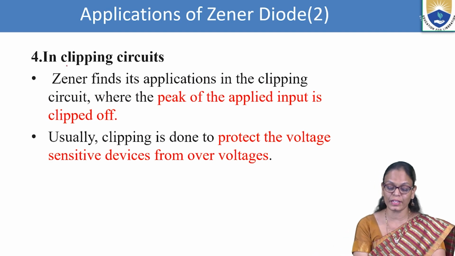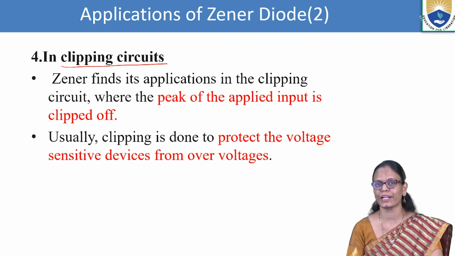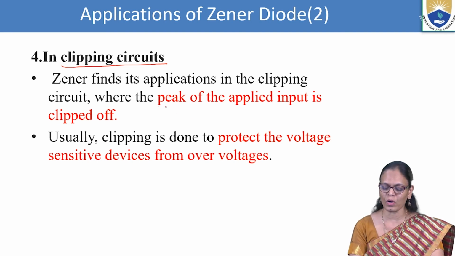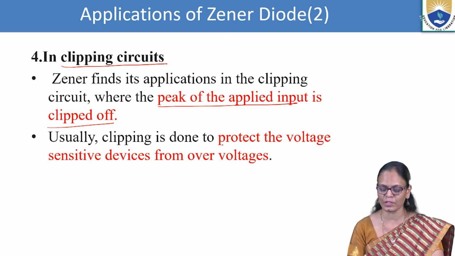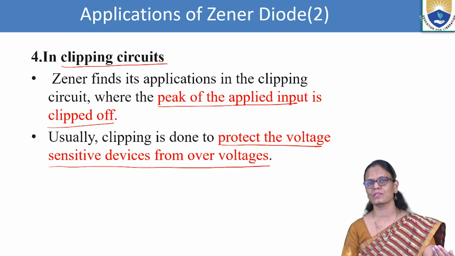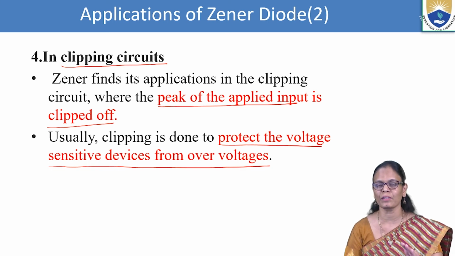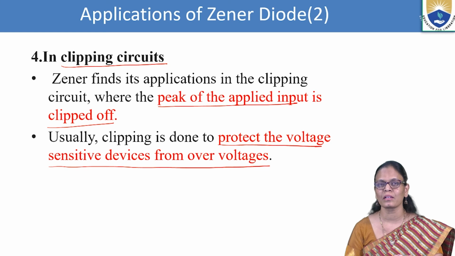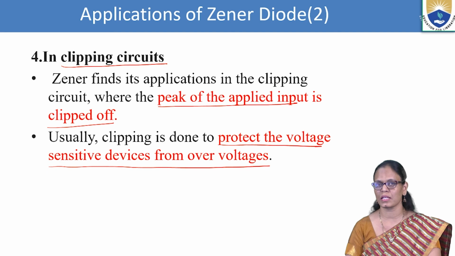And it is also used in clipping circuits. In a clipping circuit, the peak of the applied input is clipped off. Whenever there is a peak and it has to be limited, we use a Zener. Clipping is done to protect voltage sensitive devices from over voltages. Whenever the voltage is going high and that may damage the instrument, we use a clipping circuit so that the voltage is kept constant or within the limits. So for that also we use a Zener diode.